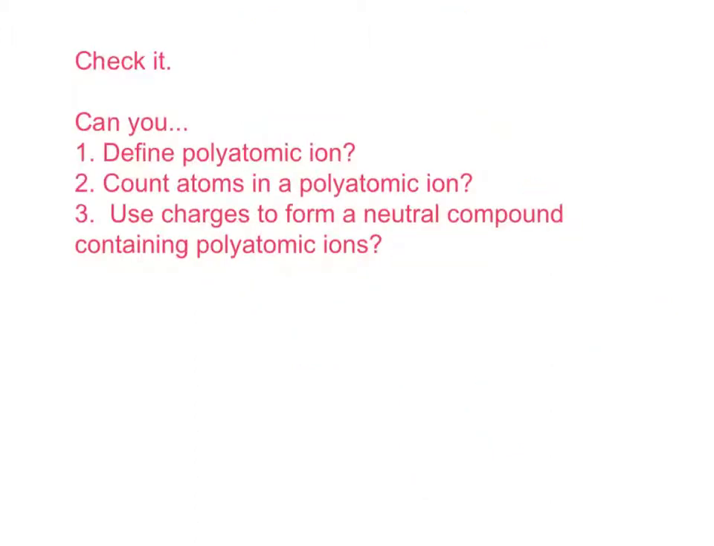Alright, so after this lesson, you should be able to, using your notes, define polyatomic ion. You should be able to count atoms in a polyatomic ion, so you should have some examples down or questions written down for me. And then number 3, you should be able to use charges to form a neutral compound containing polyatomic ions. You better have some steps written down for number 3. What do you do first? What do you do second? You saw me do 3 to 4 examples, so you should be able to pull out the steps using the vocabulary that you have.